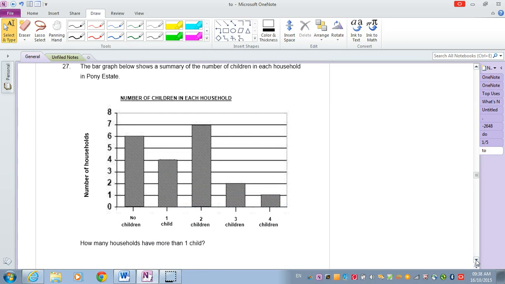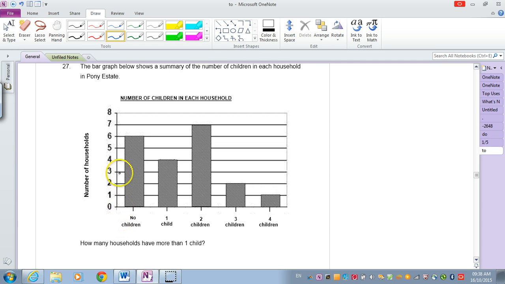Now remember what I told you. When you interpret the bar graph, please remember to write down the numbers on each of the bars. The bar graph shows a summary of the number of children in each household in Pawnee Estate. Number of children in each household. No children. Let's take a look.